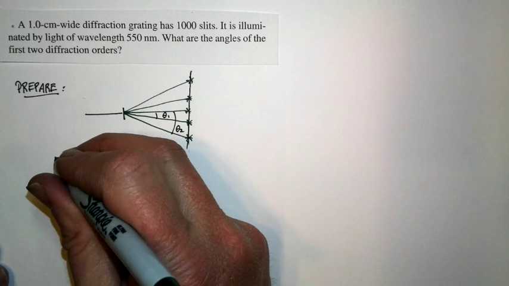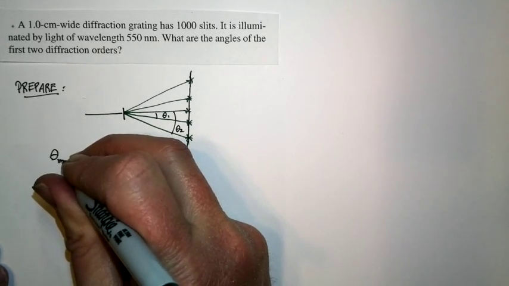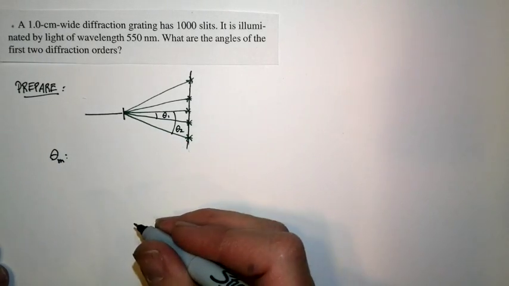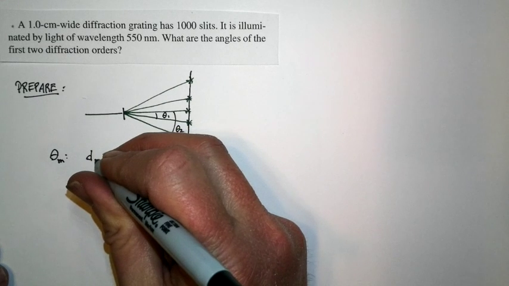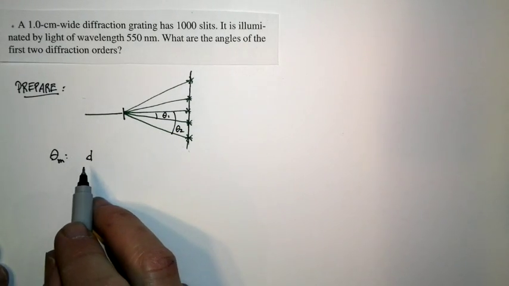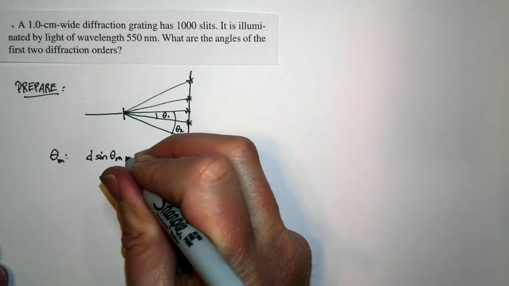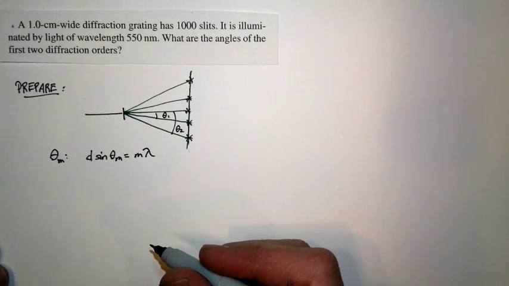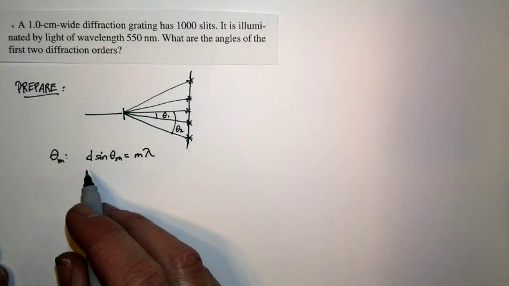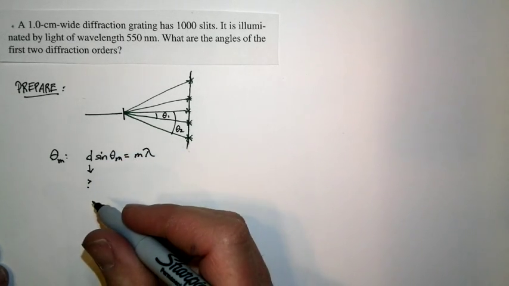Now remember, we have this relationship. For a diffraction grating, the angle of the mth order is given by this relationship right here: d, which is the slit spacing, times the sine of theta m is equal to m times lambda. The only tricky part of this problem is to know what d is equal to. What is the slit spacing?